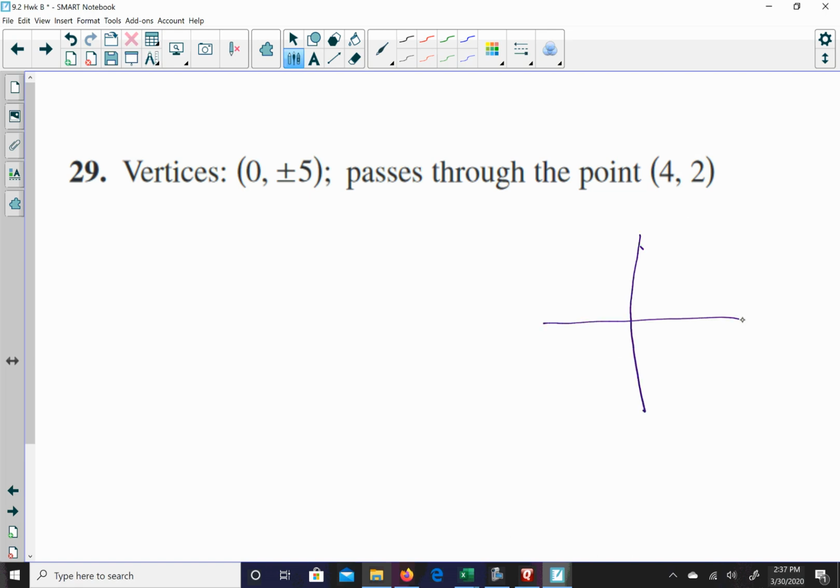Vertices: (0, 5) and (0, -5). So I know that the center has to be halfway in between there. So this will be x squared because I'm not subtracting anything, y squared because my center is (0, 0), because it has to be halfway between the vertices. So it's equal to 1.